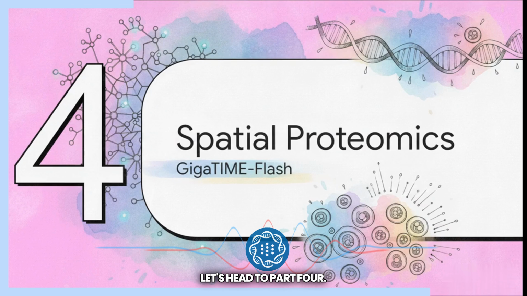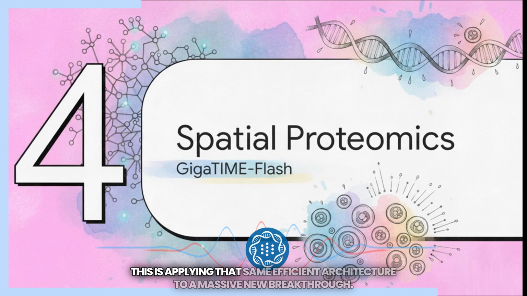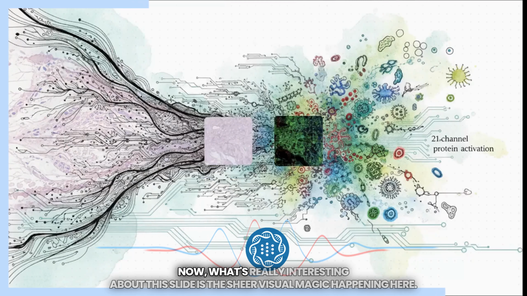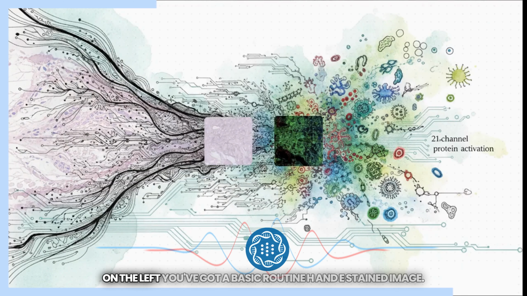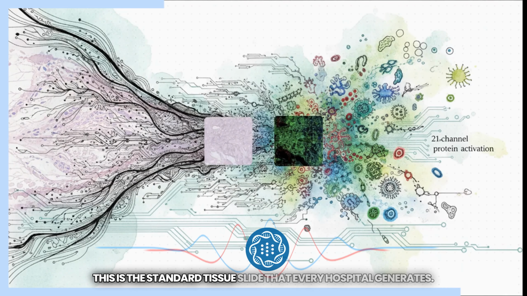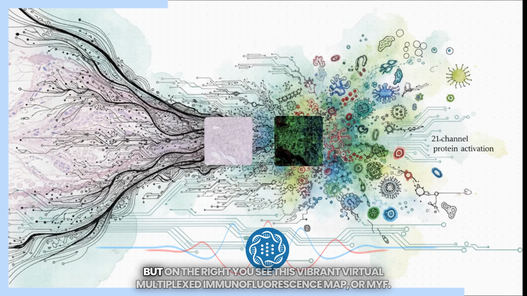Let's head to part four, GigaTIME-Flash and spatial proteomics. This is applying that same efficient architecture to a massive new breakthrough. Now, what's really interesting about this slide is the sheer visual magic happening here. On the left, you've got a basic, routine H&E stained image. This is the standard tissue slide that every hospital generates. But on the right, you see this vibrant, virtual multiplexed immunofluorescence map, or MIF.